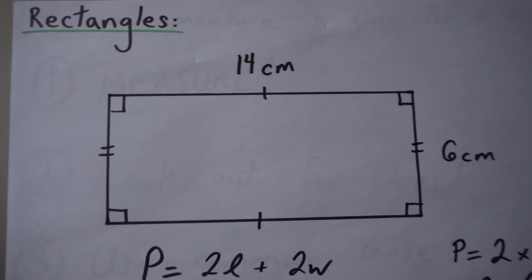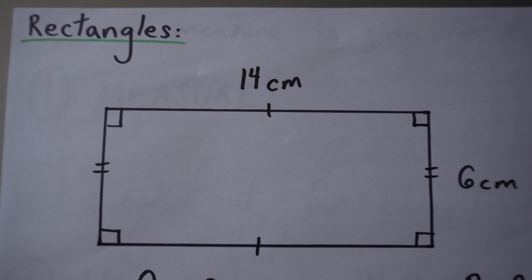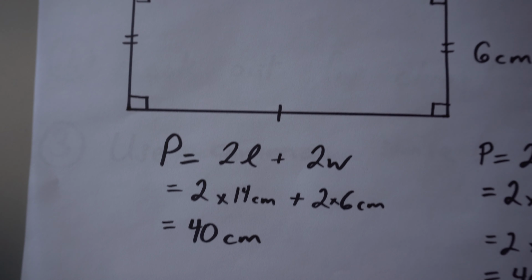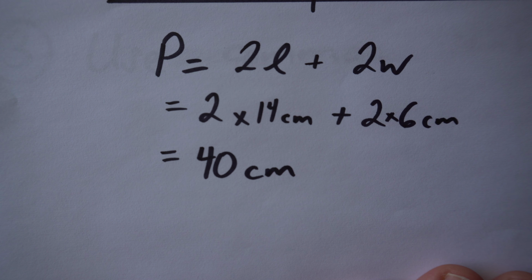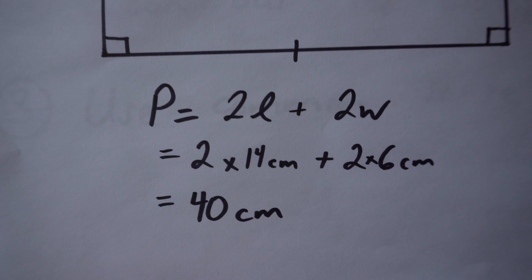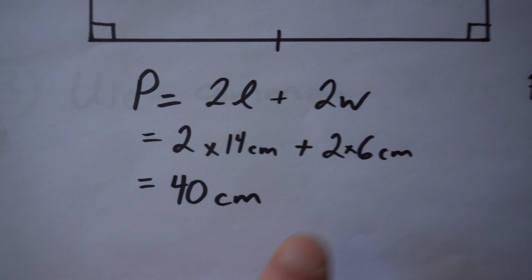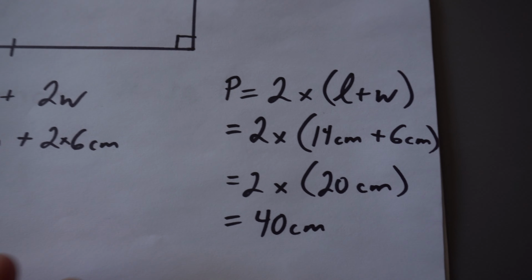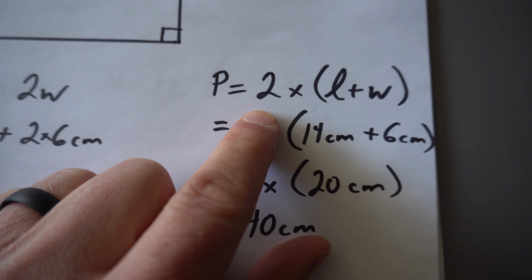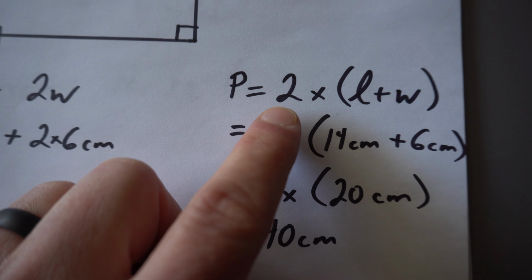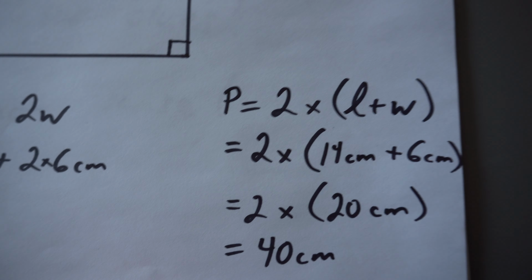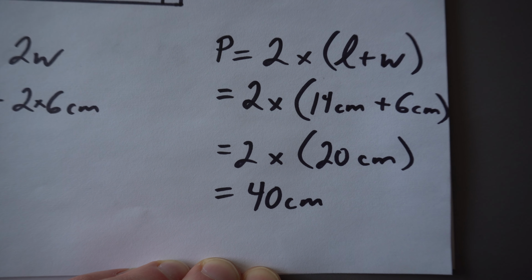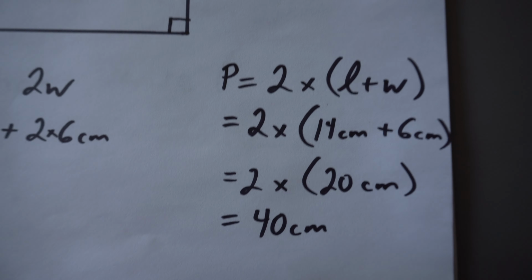Lastly, here's another rectangle. This rectangle is 14 centimeters long and 6 centimeters wide. We can use either of the two formulas. First, 2 times length plus 2 times width. So 2 times 14 plus 2 times 6 equals 40. Or we could use the formula P equals 2 of the length and width added together. So P equals 2 times L plus W, that's 2 times 14 plus 6, 2 times 20 equals 40 centimeters.